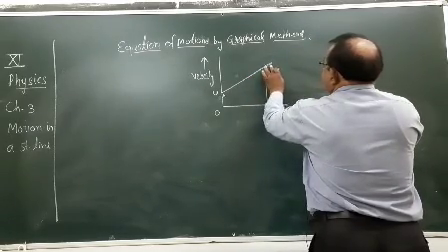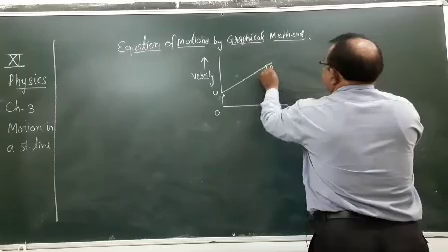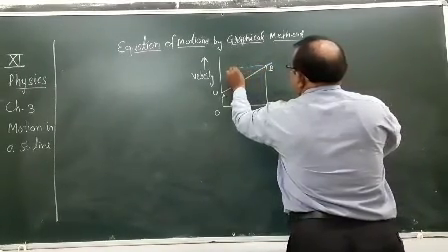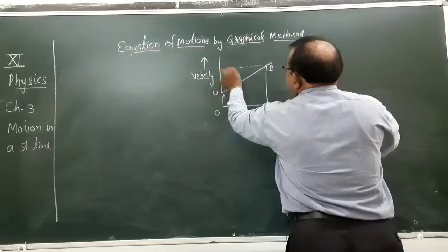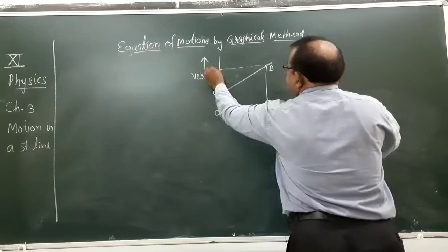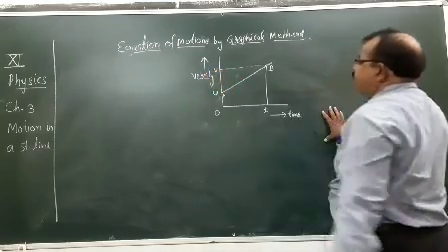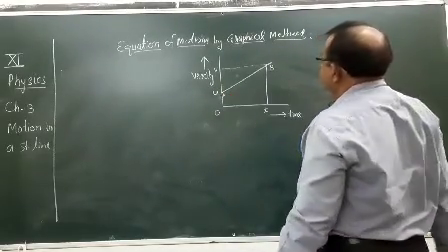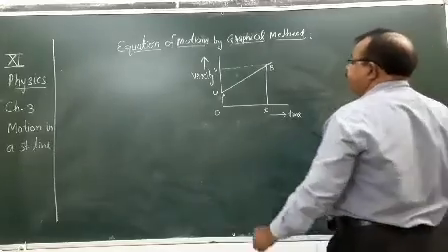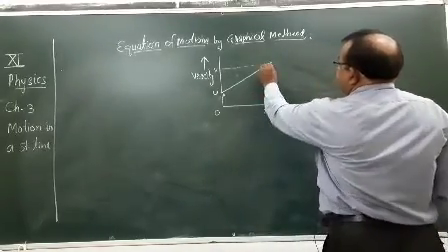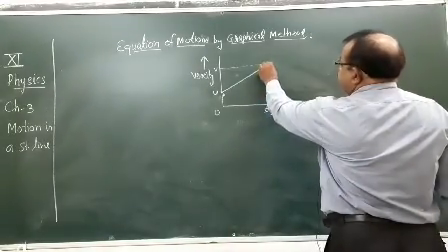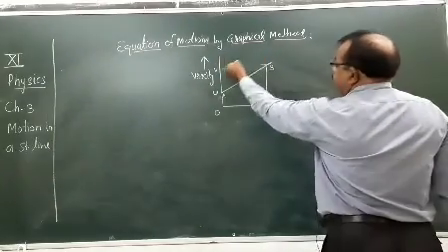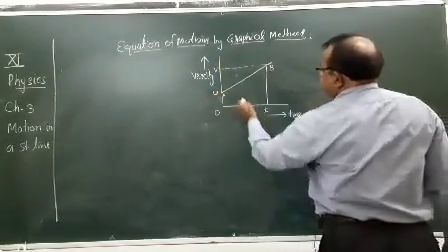Velocity at this point, suppose it is v. A particle is moving with initial velocity u. After t second, its velocity becomes v at this point. This is final velocity and this is initial velocity.